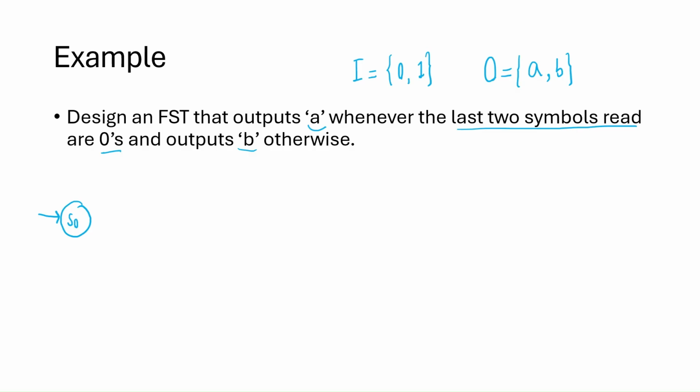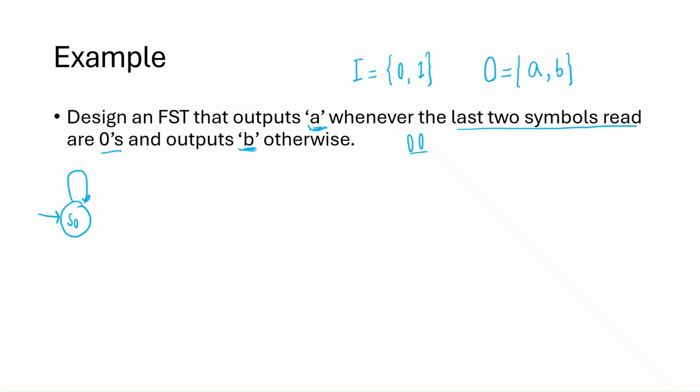Now, if you are at S0 and you see a 1, okay? Now remember, what this machine is looking for is 2 zeros in a row, right? Because it outputs a B unless it sees 2 zeros in a row and then it outputs an A. So that's the behavior, right? So if we are at S0 and we see a 1, first of all, we should output a B because that's not 2 zeros in a row. That's the first symbol, and the first symbol was a 1. So we should output a B because we haven't seen 2 zeros in a row. And I claim that we need to stay where we are.